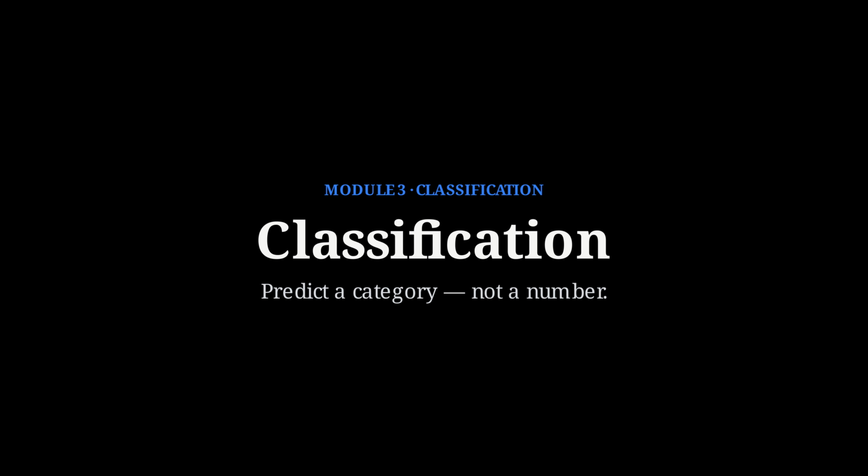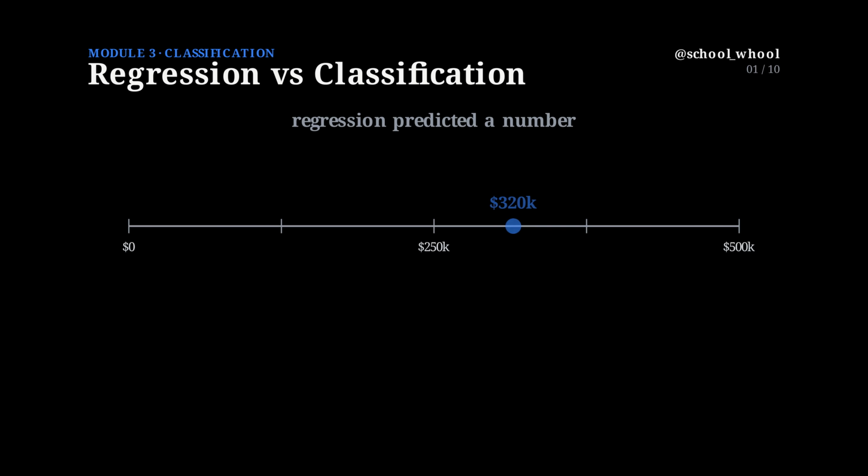Module 2 taught our models to predict a number. Now we teach them a different skill, one you use dozens of times a day without even noticing. Recall regression. Given some features, the answer was a quantity on a scale. A price, a temperature, a delivery time, a number.